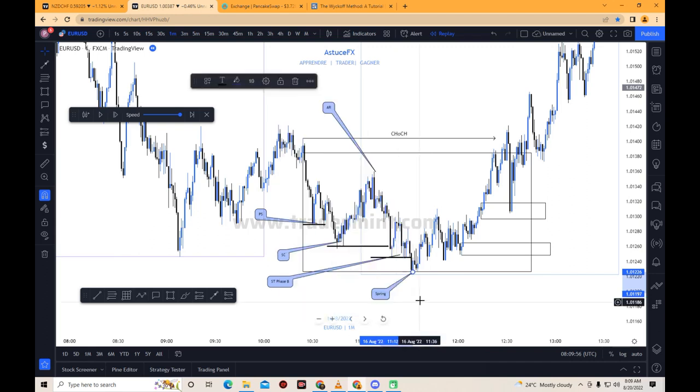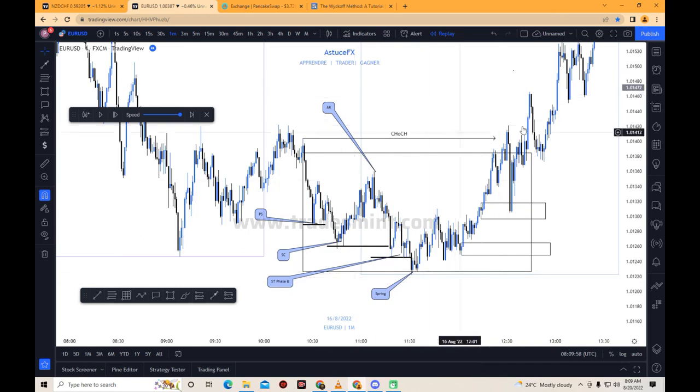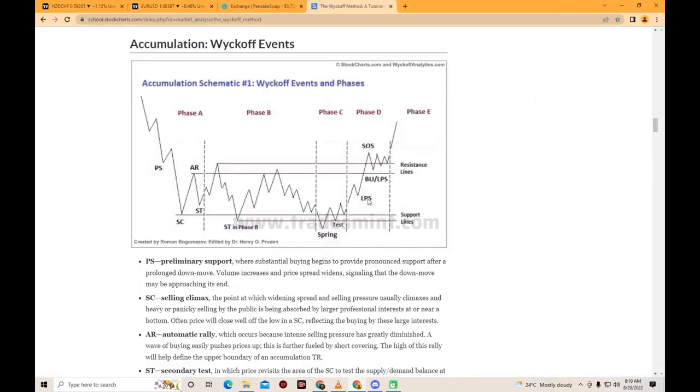When I look at this, you have the spring. From this, you have the breaker structure, pull back to order block, and now you buy to the upside. If you look at this, you can also have this test, LPS, everything, but I don't really focus on this.